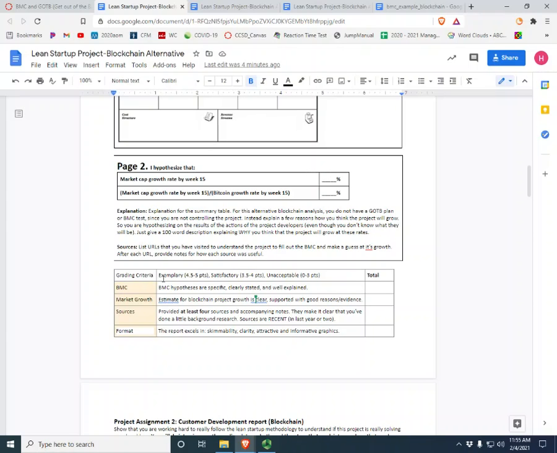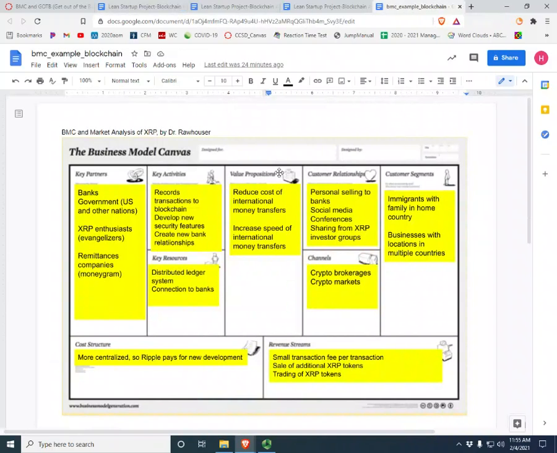And this is a low-stakes assignment. It's just worth 20 points based on the BMC, how well you support the market growth, and that you have good sources, at least 4, and explain how they're useful, and then it's just easy to read. Okay? So I'll give you an example here that I worked on for a project that is called Ripple, and the token is called XRP. So I filled out the BMC for this project.